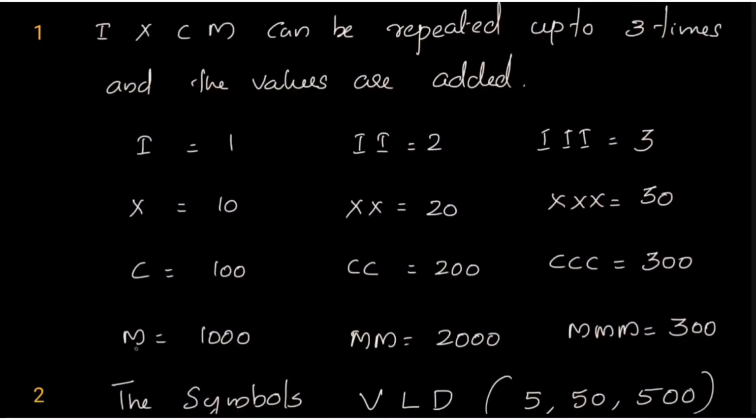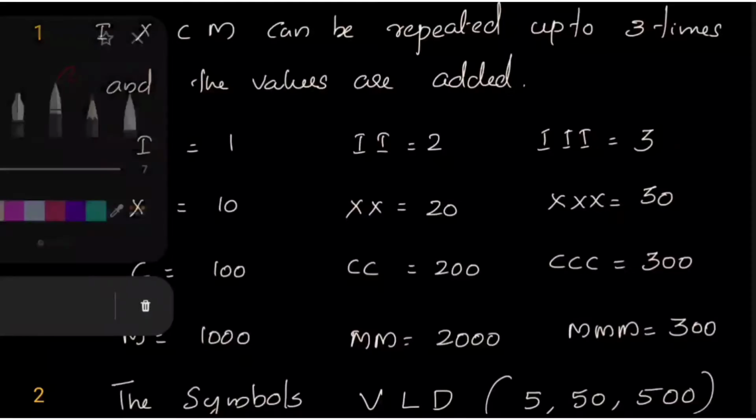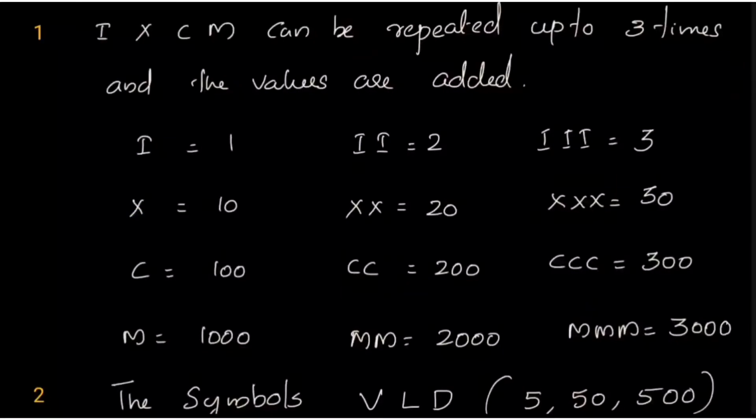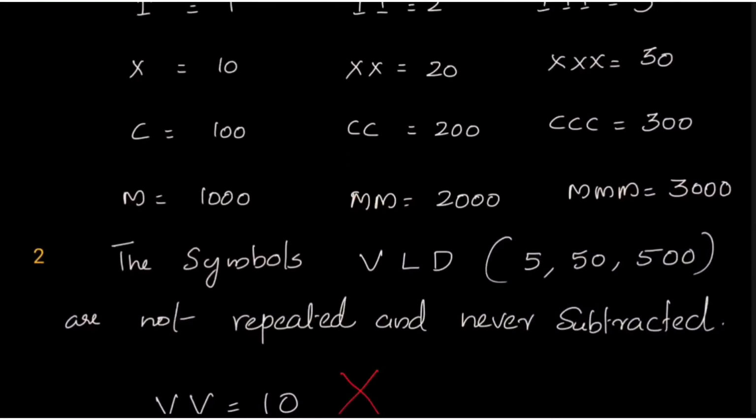Next is M. M means 1000. We have to learn these alphabets by heart. That is, IXCM means 1, 10, 100, 1000. This is the easiest way. M is 1000, 2 times M means 2000, and 3 times M is 3000. This is the number of repetitions of these alphabets. That is, I, X, C, M can be repeated up to 3 times.